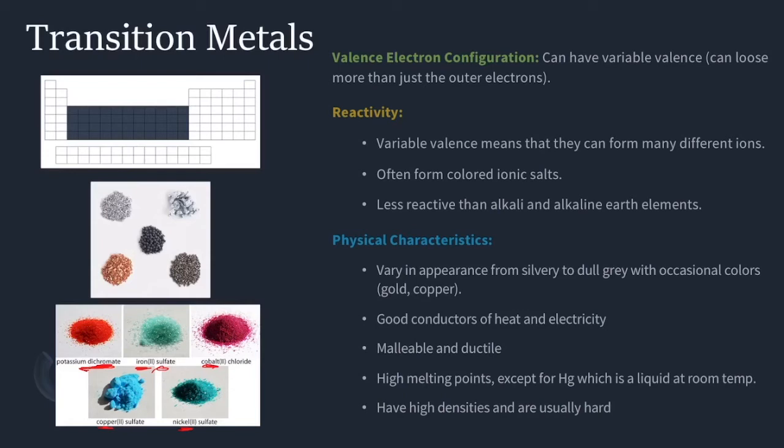They tend to be good conductors of heat and electricity. They are malleable, so we can hammer them and shape them without breaking them, and they're ductile, so we can stretch them into wires. They have high melting points except for mercury, which is a liquid at room temperature. They also have high densities, and they're usually very hard metals.